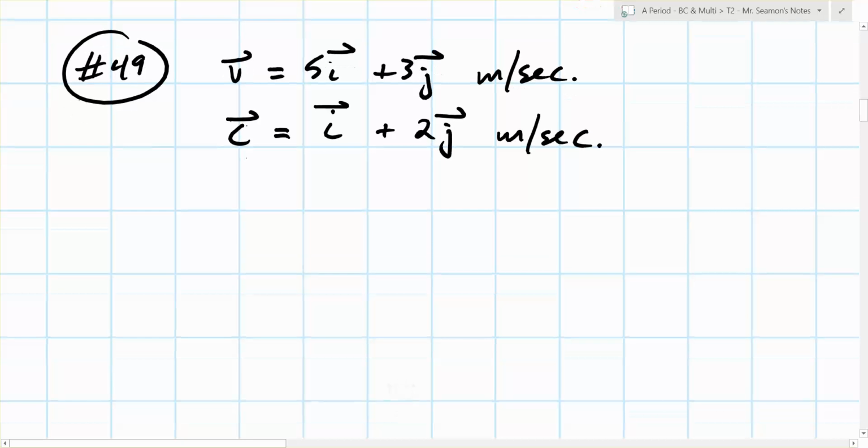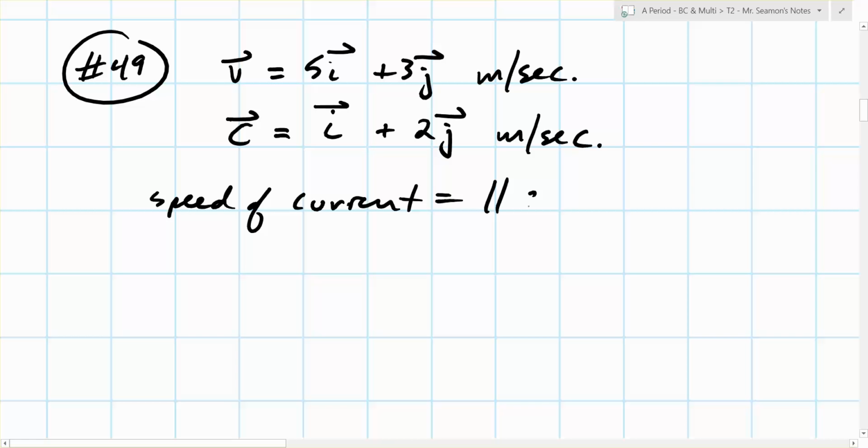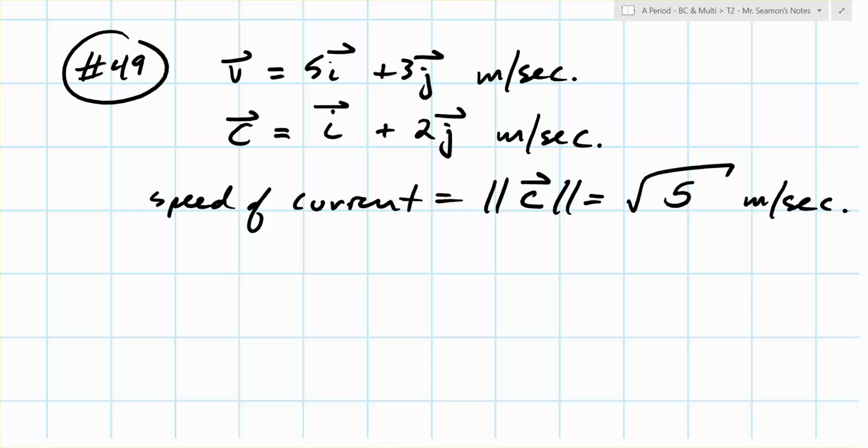And this is a C. The speed of the current is going to be equal to the magnitude of C. So what's that going to be? The square root of 5. So the speed of the current is root 5 meters per second. Are we okay with that? It doesn't give us a direction, but that's the speed of the current.